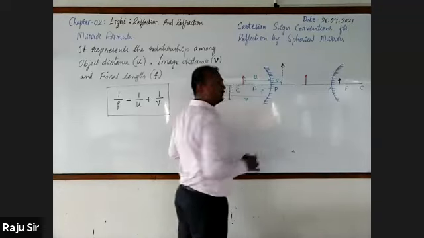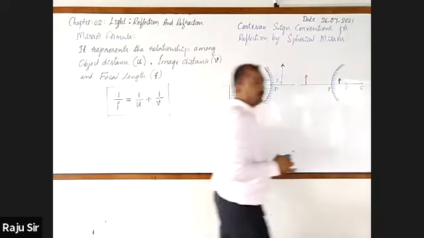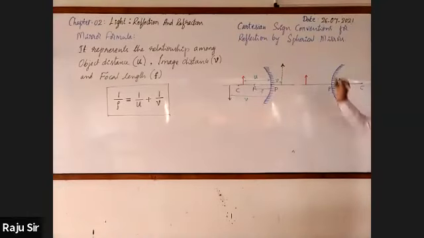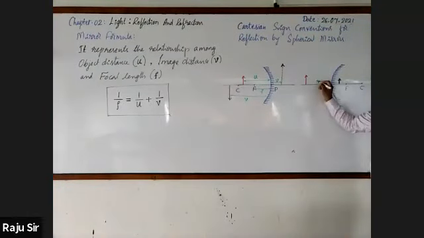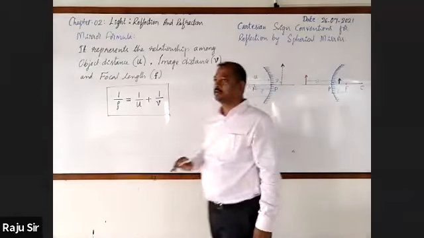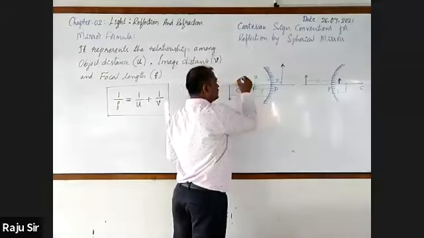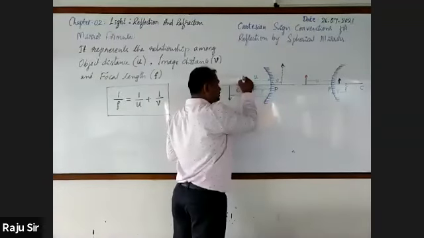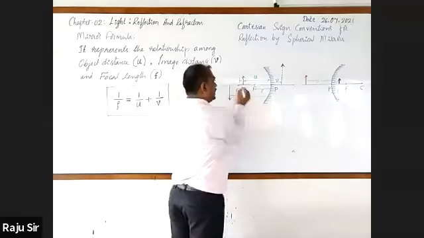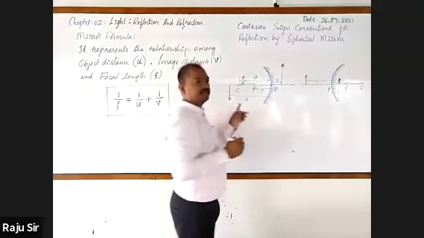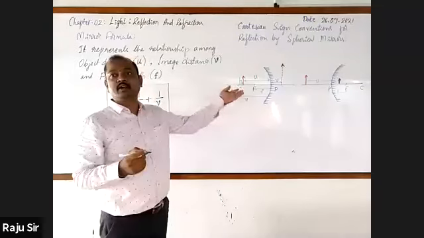Focal length. There also you can mark. It is object distance U, image distance V, focal length F, and height of the object. The red color is there. Height of the object. The textbook gives H1, H2, but I am giving you H0. H0 means height of the object.